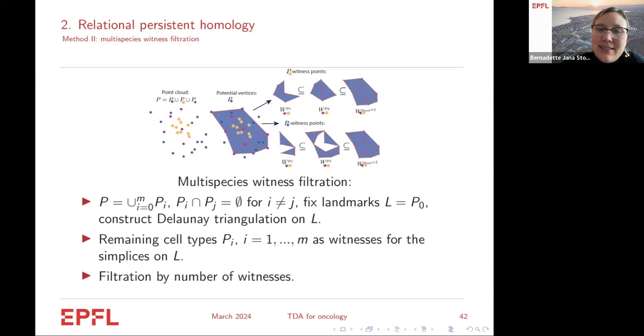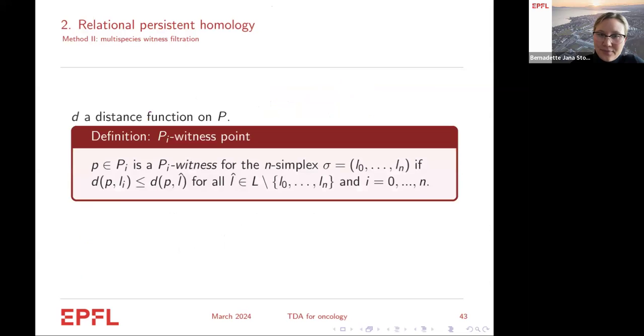So we now build on this and introduce the multi-species witness filtration. Here we have a point cloud that consists of the union of separate point clouds, and we fix one of these point clouds as being the landmarks. And then we construct a Delaunay triangulation directly on these landmarks. Now, the remaining cell types are used as witnesses for the simplices in the Delaunay triangulation. And we now filter by the number of witnesses for each simplex rather than the distance to the witnesses.